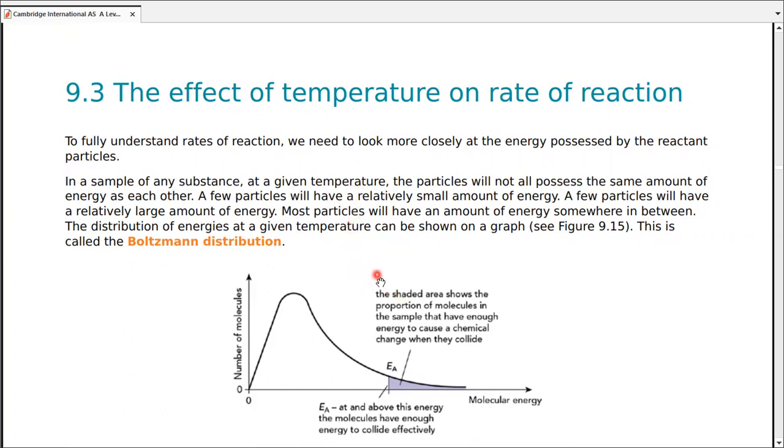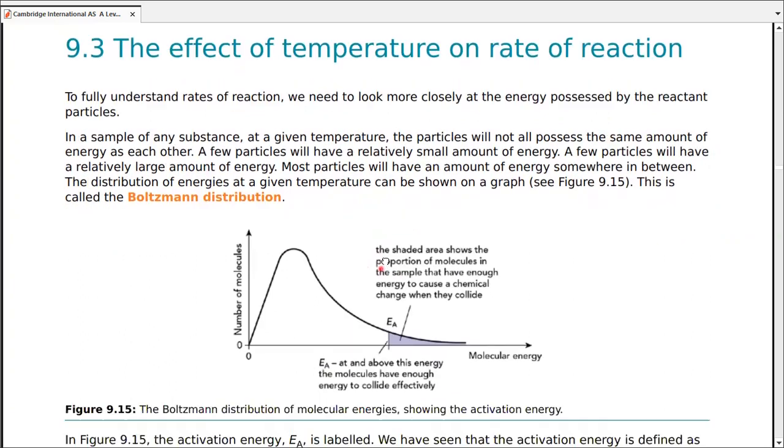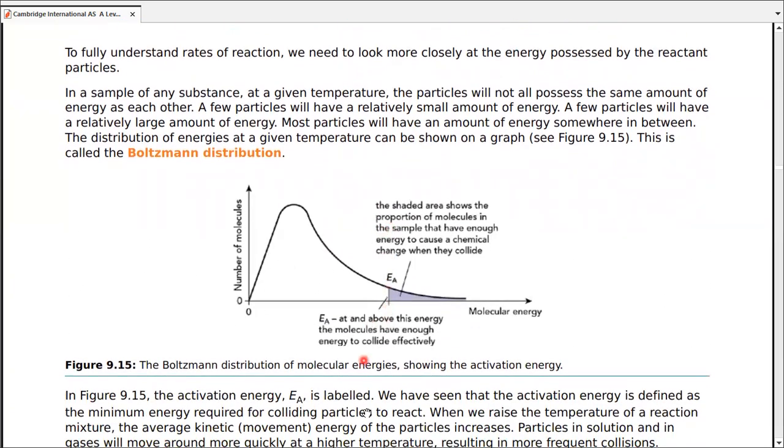Okay. So moving on, the effect of temperature on rate of reaction. Now, in order to fully understand rate of reaction, we need to look more closely at the energy possessed by reacting particles. This is something new. So far I was just teaching an explained version of what we studied back in A levels, but this thing over here, the Boltzmann distribution and this curve, is something different. Make sure you understand it because you're going to find a lot of MCQs related to the Boltzmann distribution. There aren't many paper 2 questions, but definitely there are more MCQs related to this one.